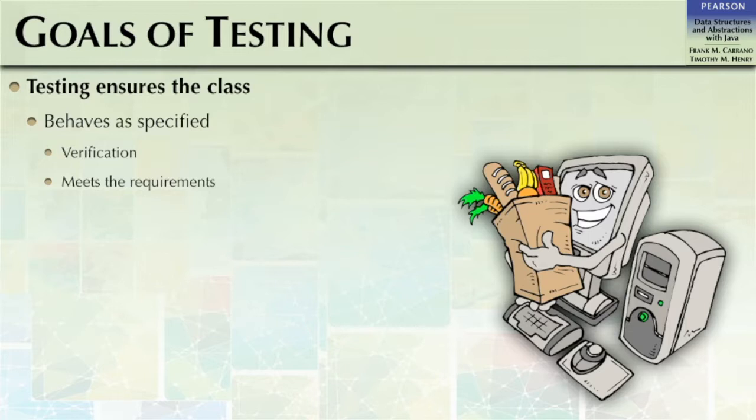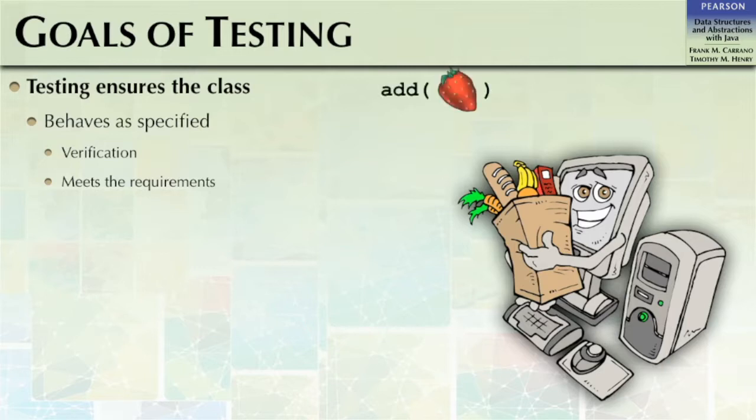First, testing ensures that our class behaves as written in the specifications. This is called verification. The classes that we write are used along with many other classes to create a program, and each individual class has specific actions that it must perform so that the overall program runs correctly. If the class does not meet its requirements, other classes that use this class as a data member or client may fail to perform successfully also.